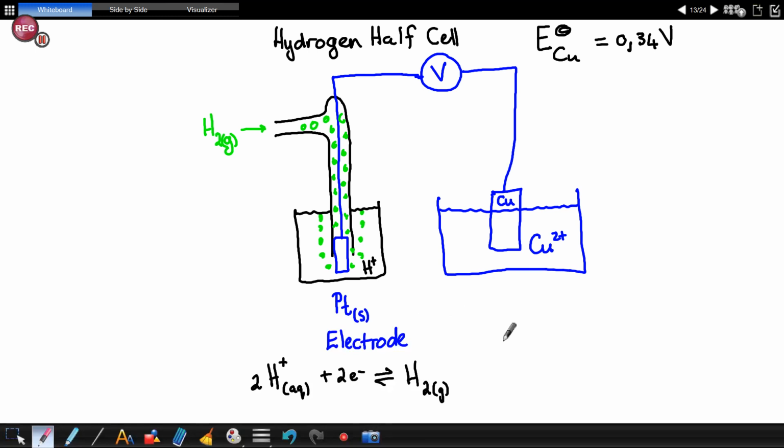In the copper half cell, what are the 2 possible reactions that can take place? Copper 2+ plus 2 electrons can make copper, or copper can break up to make copper 2+ and 2 electrons. So they are reversible reactions. I'm stressing the fact that they're reversible reactions.